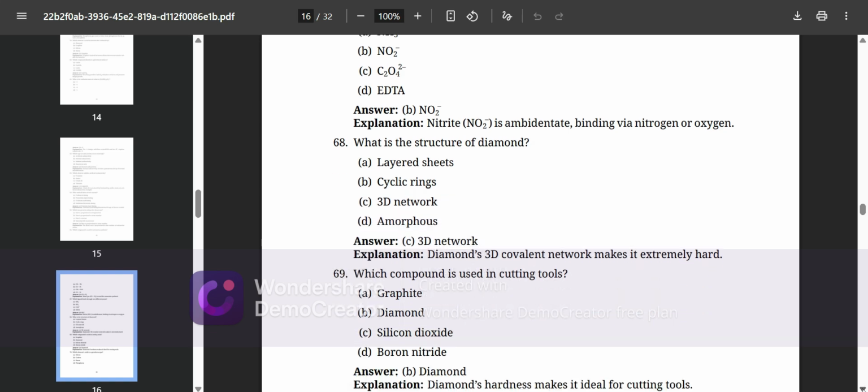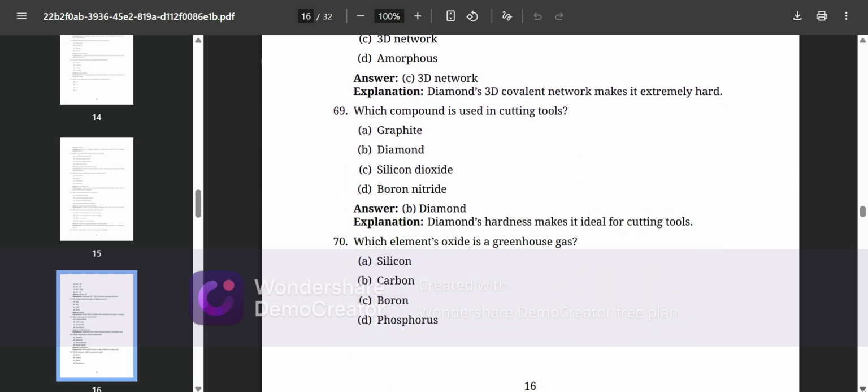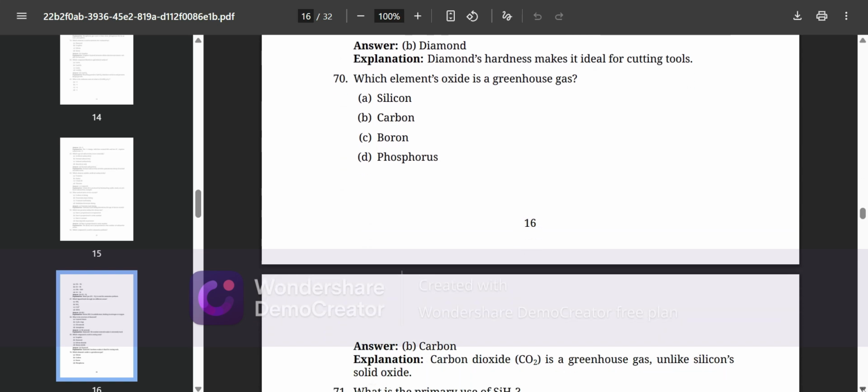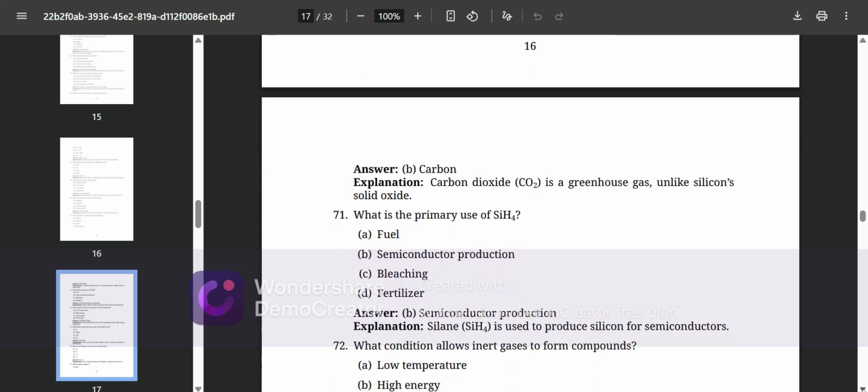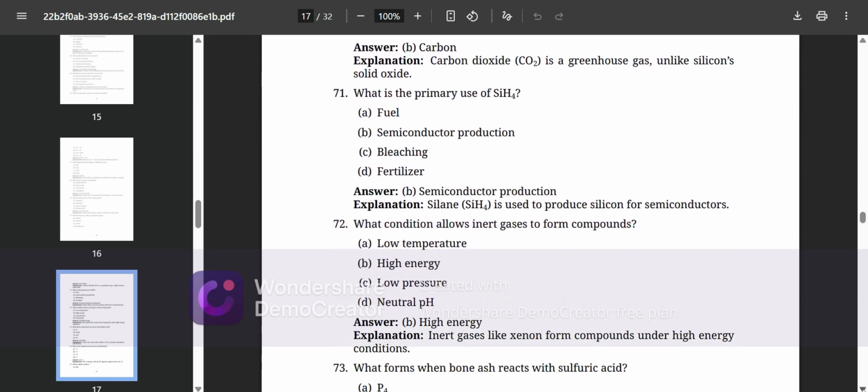What is the structure of diamond? 3D network. Diamond's 3D covalent network makes it extremely hard. Which compound is used in cutting tools? Diamond's hardness makes it ideal for cutting tools. Which element's oxide is a greenhouse gas? Carbon dioxide is a greenhouse gas, unlike silicon's solid oxide. What is the primary use of SiH4? Semiconductor production. Silane SiH4 is used to produce silicon for semiconductors.